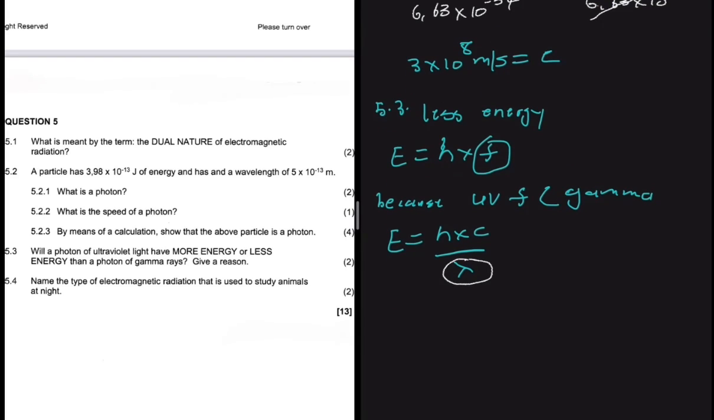And the last question, 5.4, says, let's name the type of electromagnetic radiation that is used to study animals at night. That's quite an easy one, right? It's infrared.